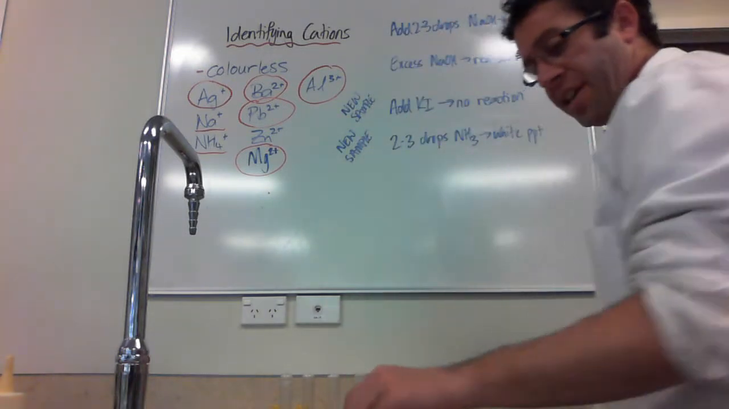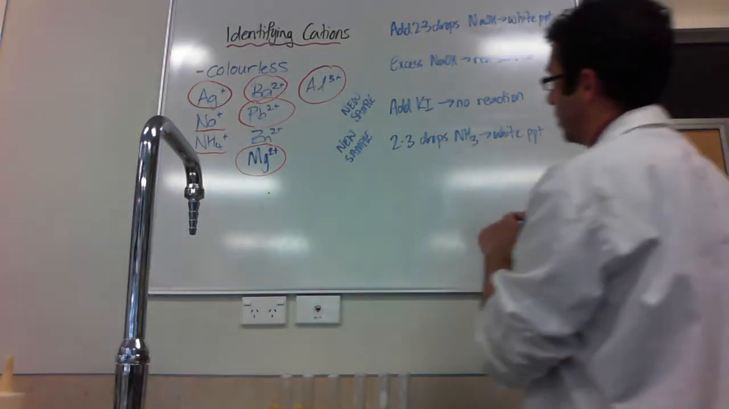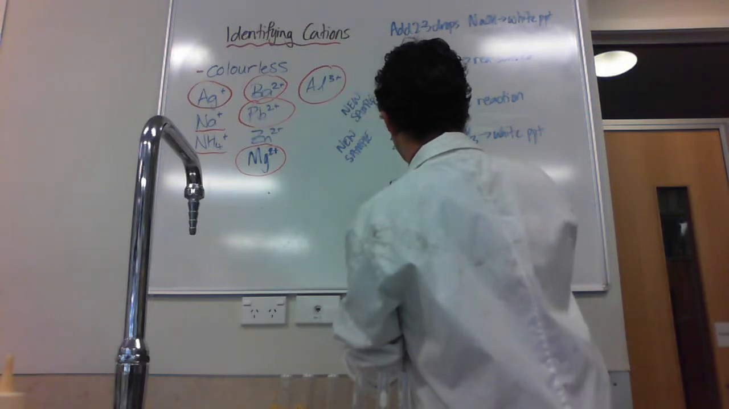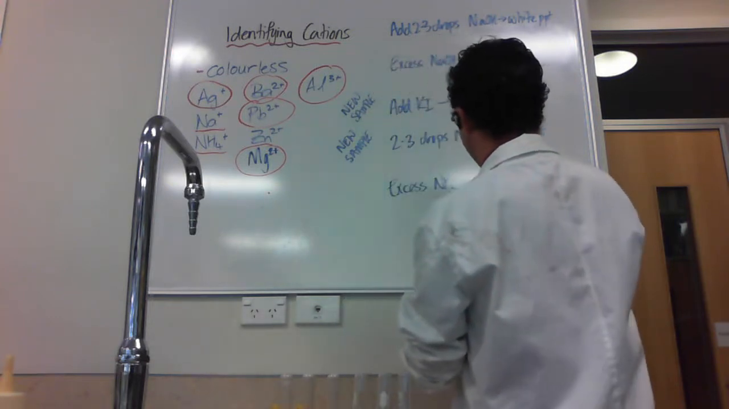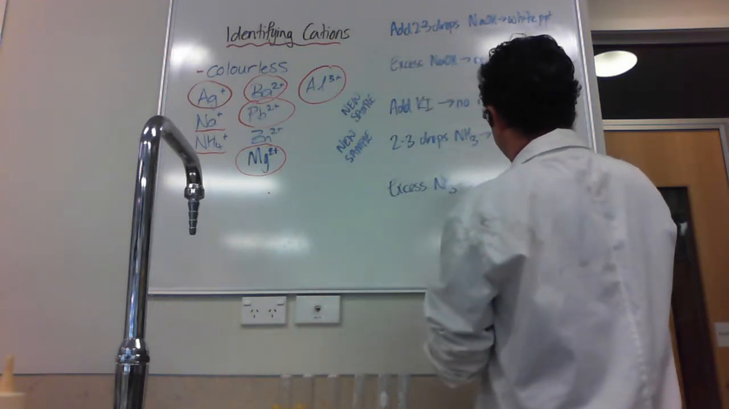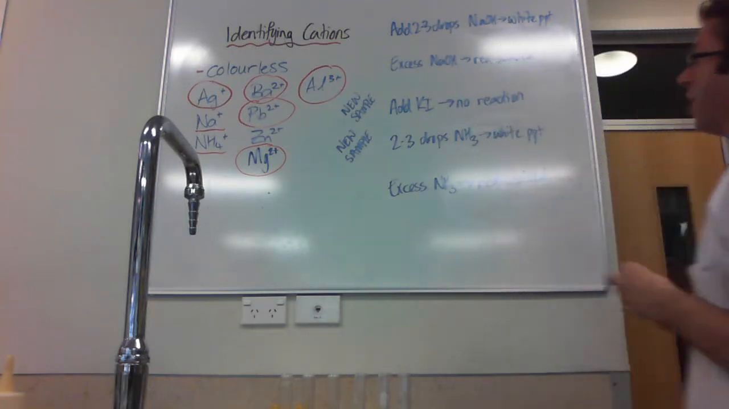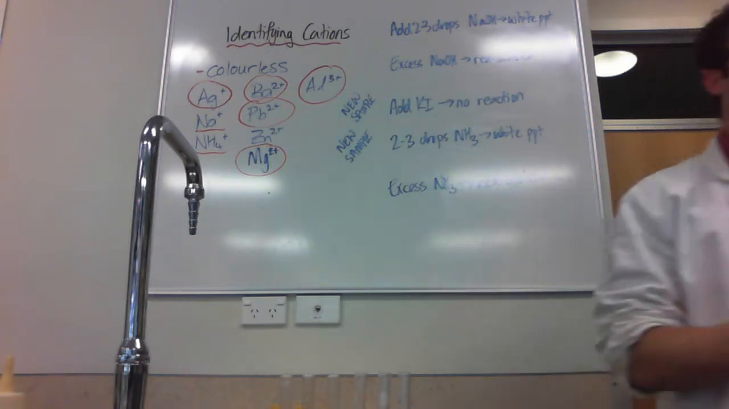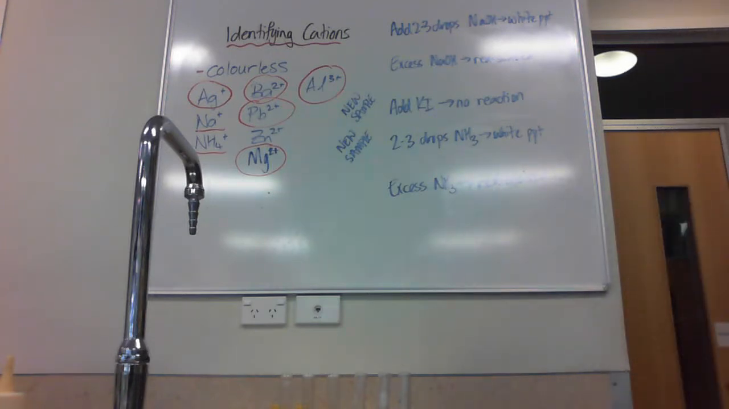So, excess or concentrated ammonia, it redissolved. Now, of the chemicals we work with, only zinc will redissolve with ammonia. Only zinc will redissolve with ammonia. Most of the others will form a precipitate with it, but they won't redissolve with it.